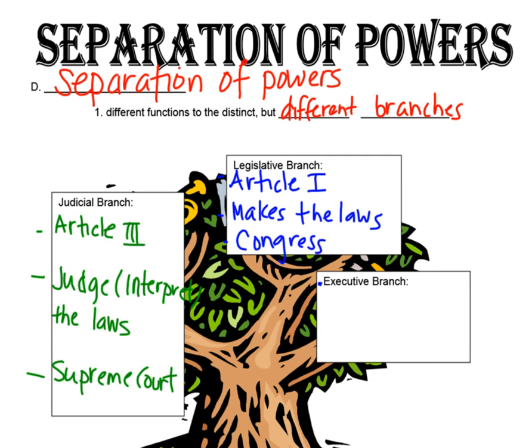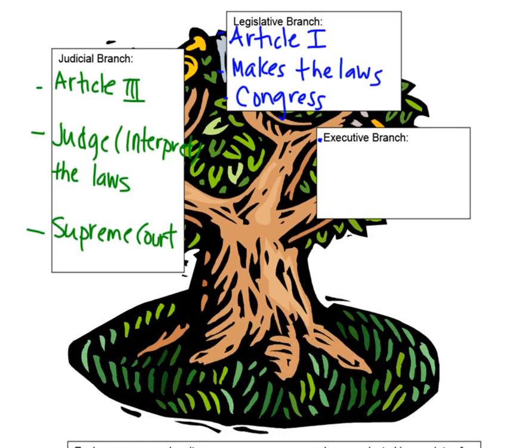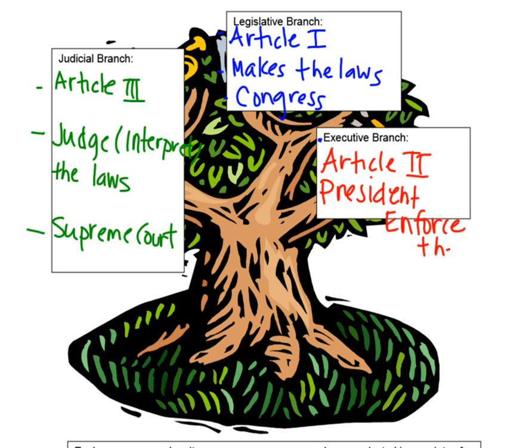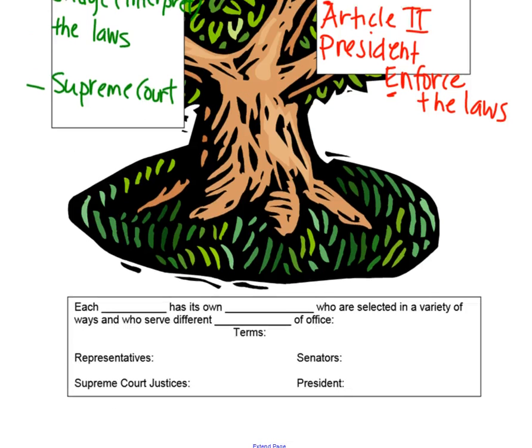All right, and then lastly, but not any less important, is the executive branch. And the executive branch is going to be Article 2 of the Constitution. And on the national level, it's going to be the president. And they are going to enforce the laws. And one way that you can maybe remember that is that enforce and executive both start with E. Okay, so let's move down here.